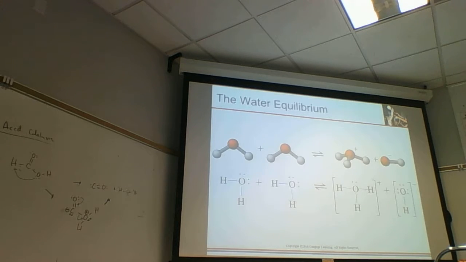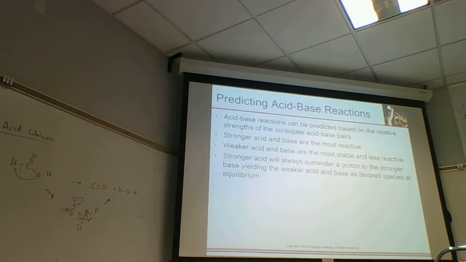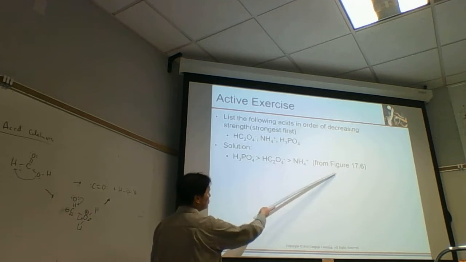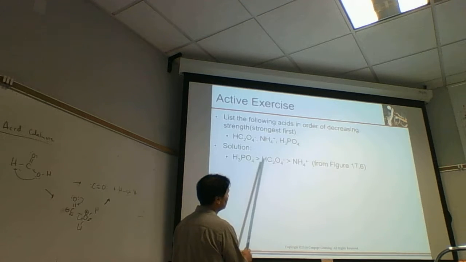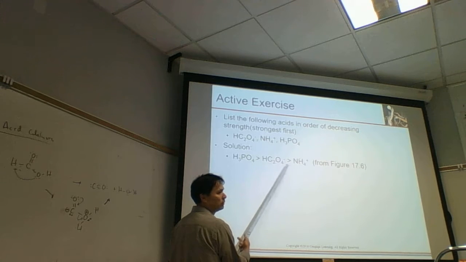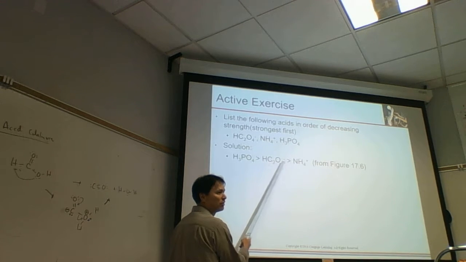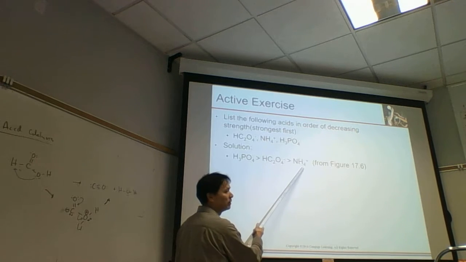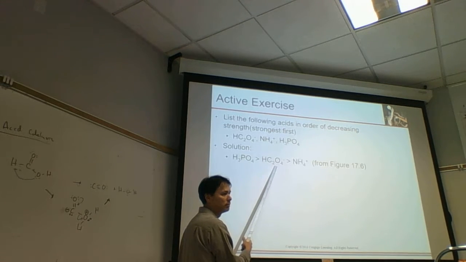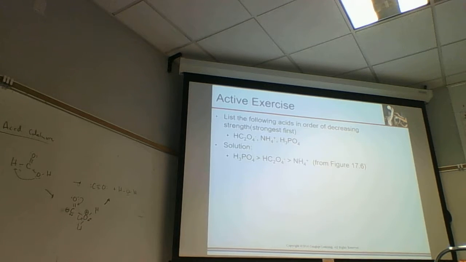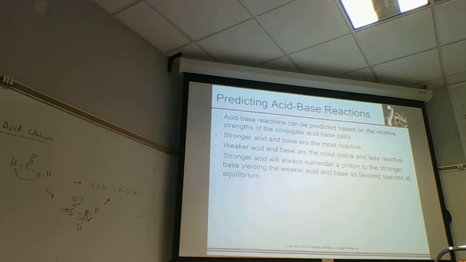Looking at the chart, it's from figure 17.6, which is the acid strength chart. Phosphoric is first, then hydrogen oxalate, then ammonium. These two would have been hard to figure out without the chart. I would have said the same thing. I probably would have gone ammonium and then hydrogen oxalate as well. But if we have figure 17.6, then it's pretty easy to answer this.